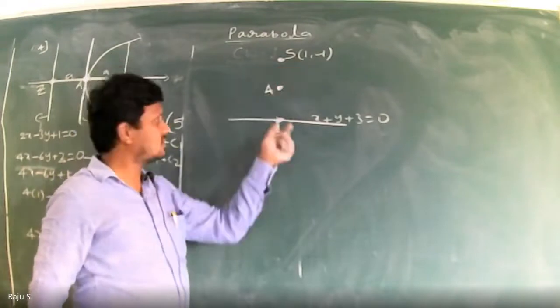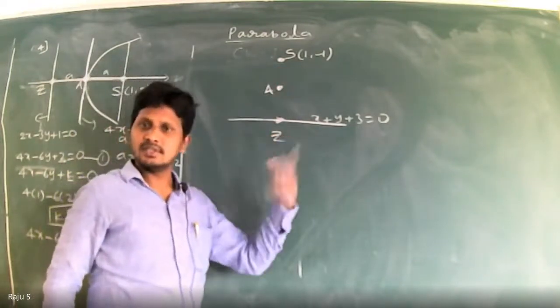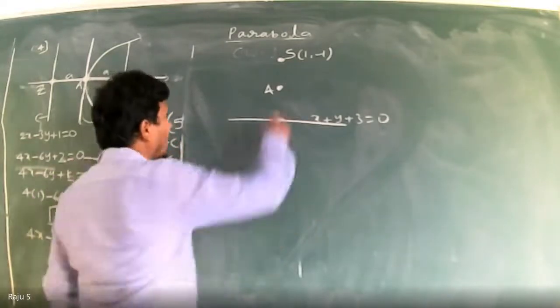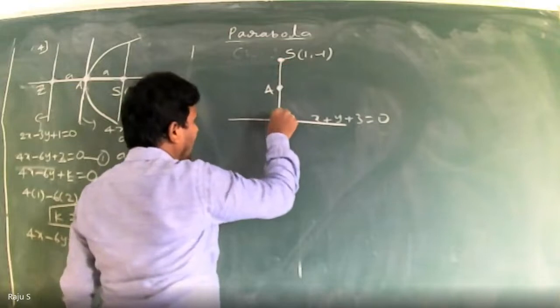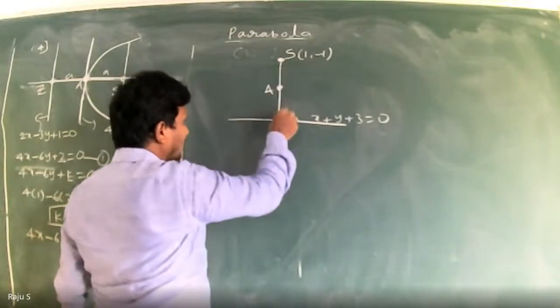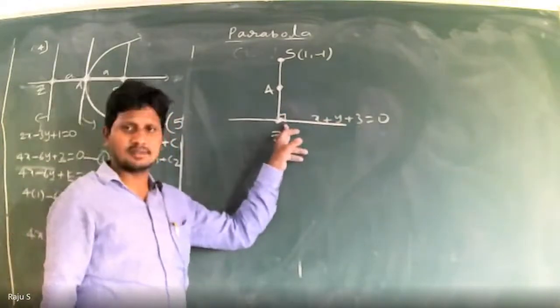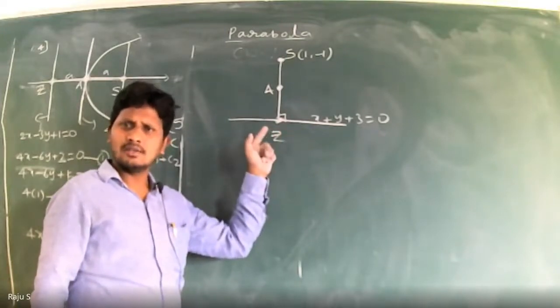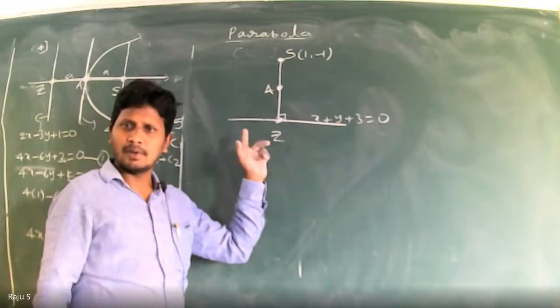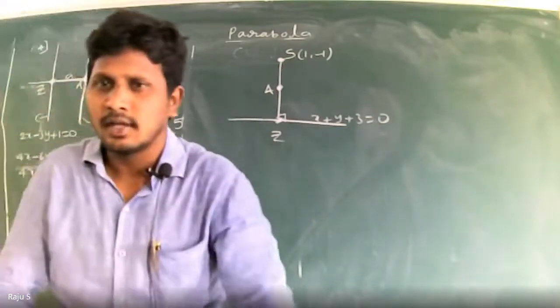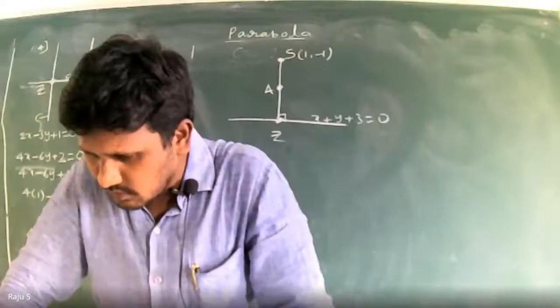We know S, just find Z. When I draw a perpendicular line, Z is the projection of S with respect to this line, the foot of the perpendicular on the directrix. Can anyone say the formula for the foot of the perpendicular from the straight line concept? h comma k equals x1 plus a l, y1 plus b l, where l is minus of a x1 plus b y1 plus c by a square plus b square.